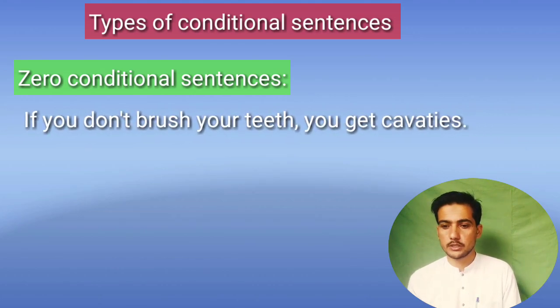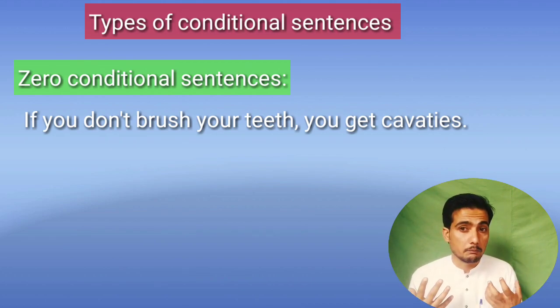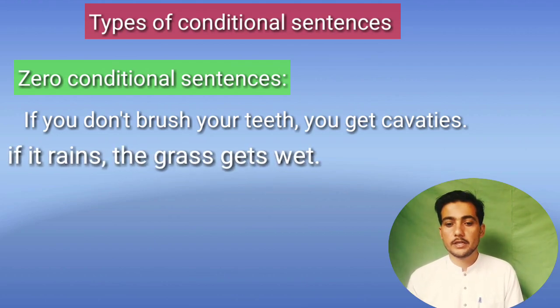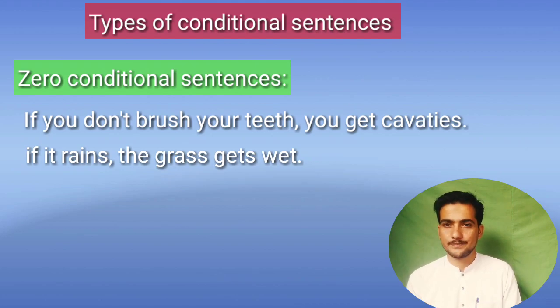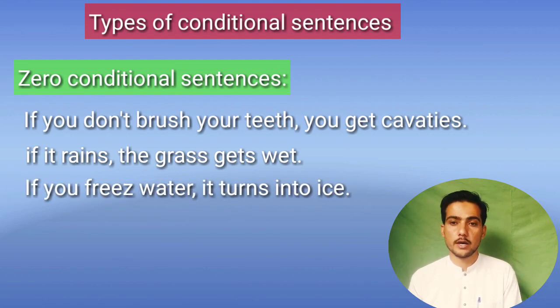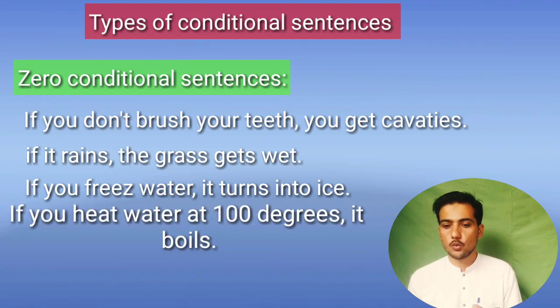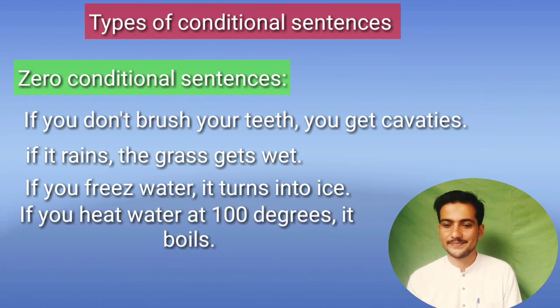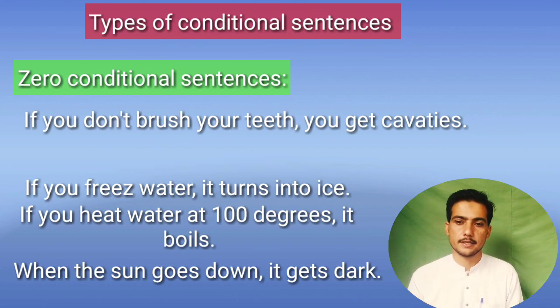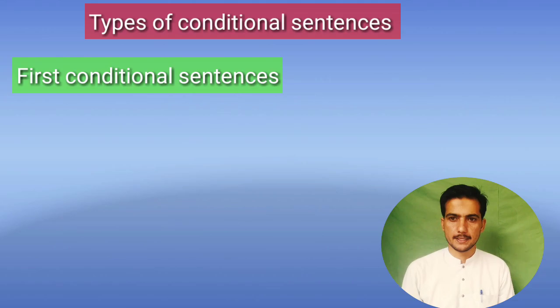If you don't brush your teeth, you get cavities. So it is a general truth that whenever you do not brush your teeth, you will get cavities. If it rains, the grass gets wet. So you can see here it is also a general truth. If you freeze water, it turns into ice. If you heat water to 100 degrees, it boils. When the sun goes down, it gets dark. So these are general truths, and these are called zero conditional sentences.